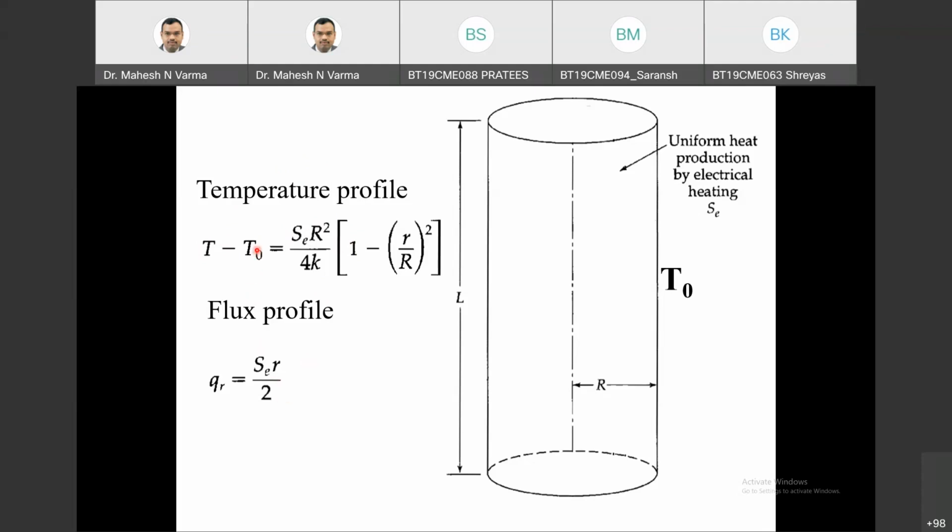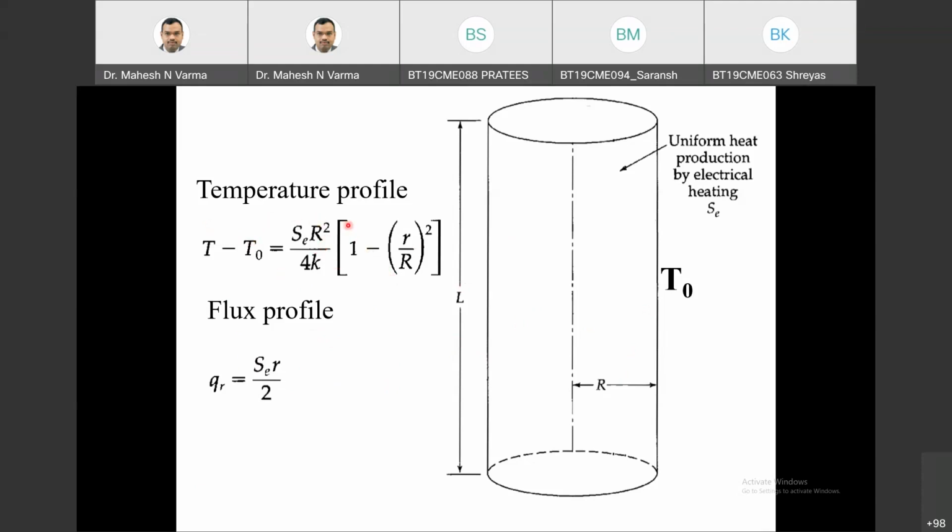Differentiate this with respect to r and multiply by thermal conductivity, so that q_r equals minus K dT by dr. So you get the flux equation from this equation too. Once you have this, you can get the maximum temperature, average temperature, flux profile, the flux at the wall, the flux at the center, the temperature at the wall and at the center. You can calculate the temperature and flux at any point. So this equation is very, very important.